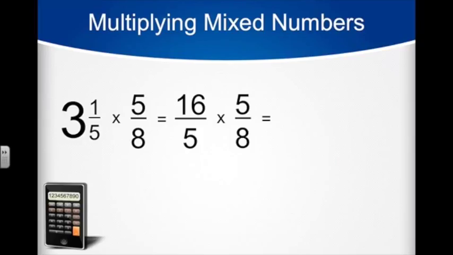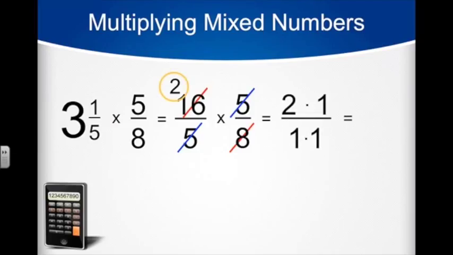16 and 8 are both divisible by 8. So if we cancel this 8 out, we have a factor of 2 left over in the numerator because 2 times 8 would have given us the 16. We can also cancel out the 5's. Now that we've reduced everything we can, the 2 in the numerator is the only thing that didn't cancel out to a 1. So we just have a 2 times 1 in the numerator and a 1 times 1 in the denominator. This simplifies to 2/1, which equals 2.